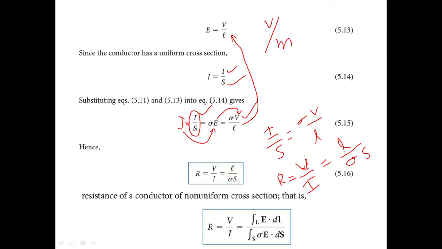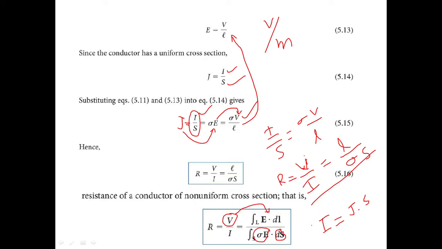Right. Now this holds good only when the conductor size is uniform. If it has non-uniform cross section, then you have to use this formula. So we know that when we discussed the potential difference, we got the integral of E vector dot dl vector, divided by I, which is nothing but sigma into E, that is J dot dS. So we can write current also as I is equal to J into S.